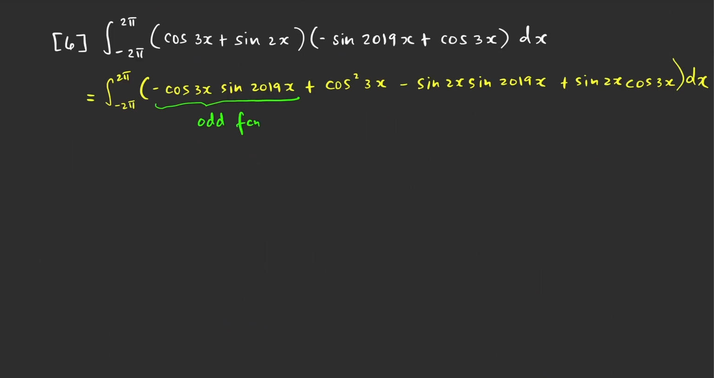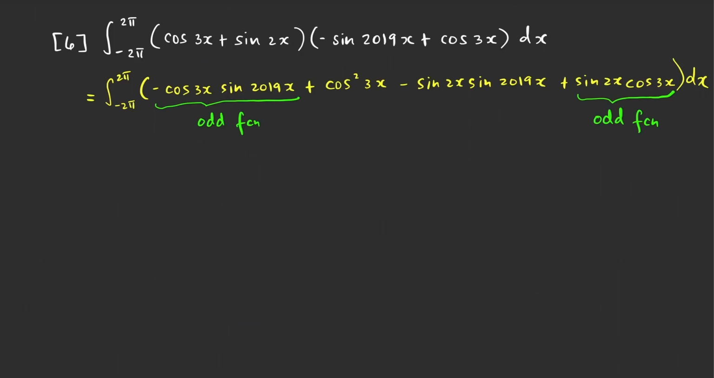Also, if we look at this one here, again, sine is an odd function, so sine 2x is also an odd function, and cosine 3x is an even function. So if you take their product, you'll get an odd function. So this is also an odd function.